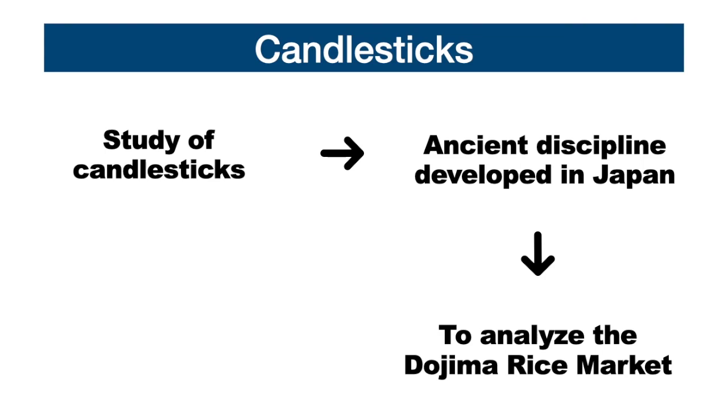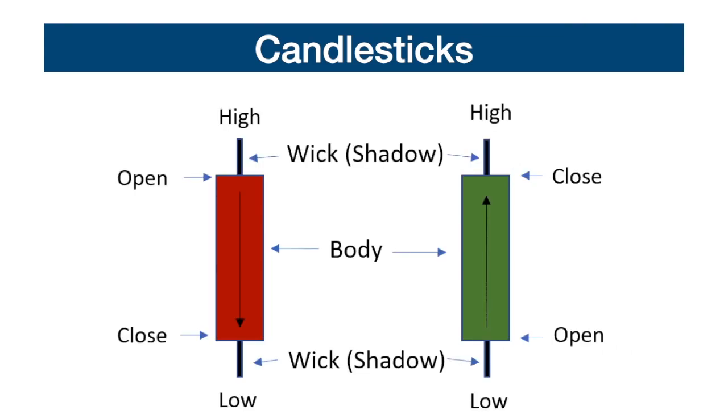Japanese traders used candlesticks to analyze the first Dojima rice market. Candles can be bullish or bearish. Both candles have an open, close, high and low point. The highest and lowest point of each candle is always the same. The shadows are the highest and lowest lines of the candles, also known as the tails, or wicks. Let's analyze some of the basic candlesticks that you will find on the chart.